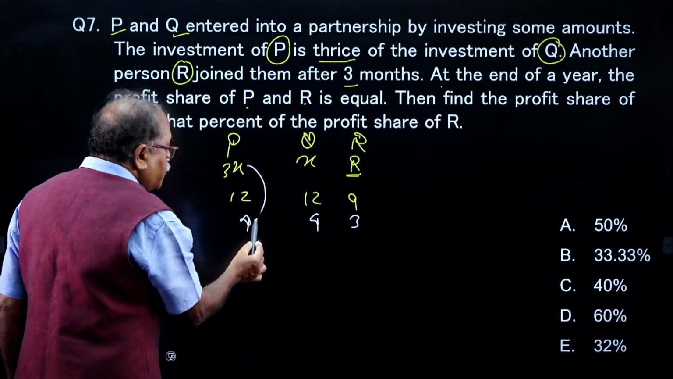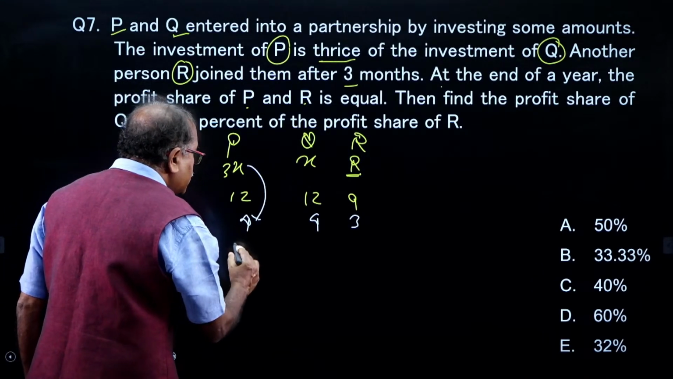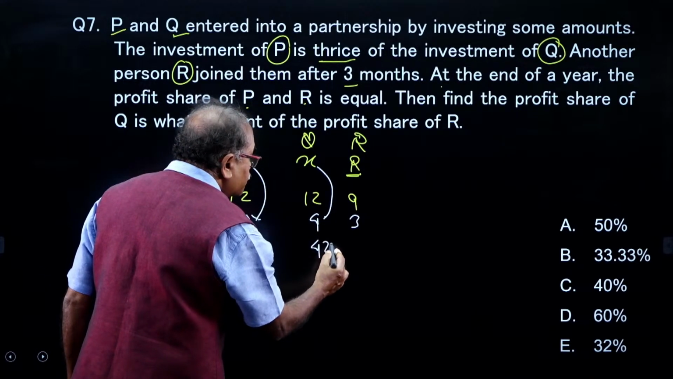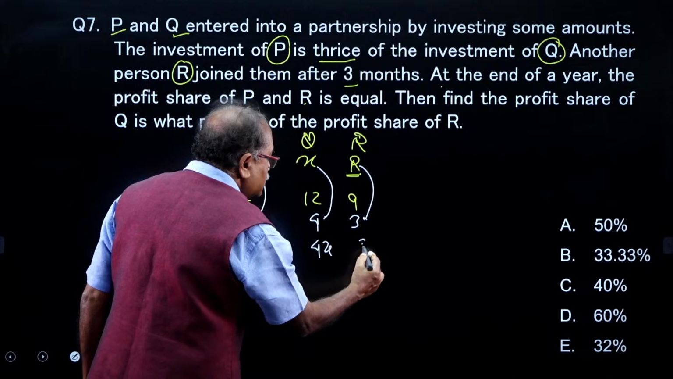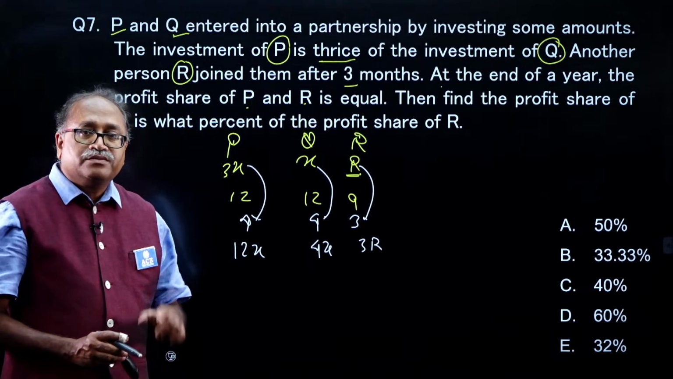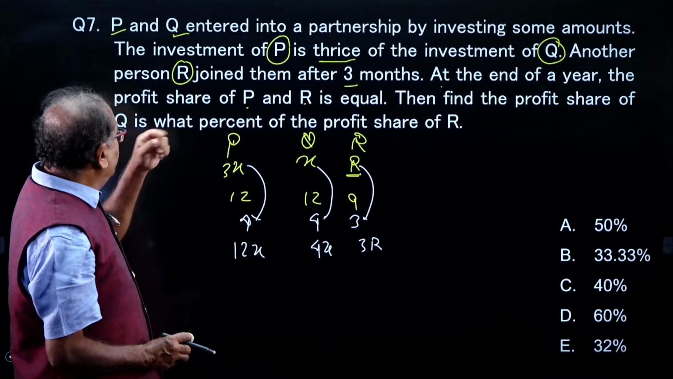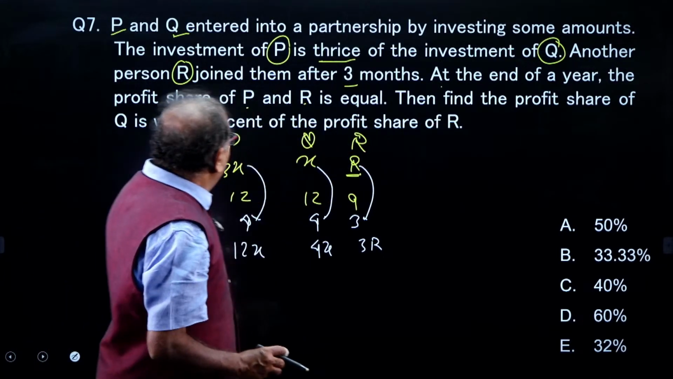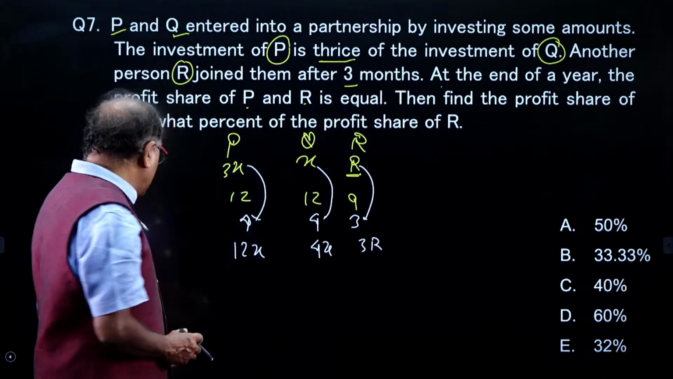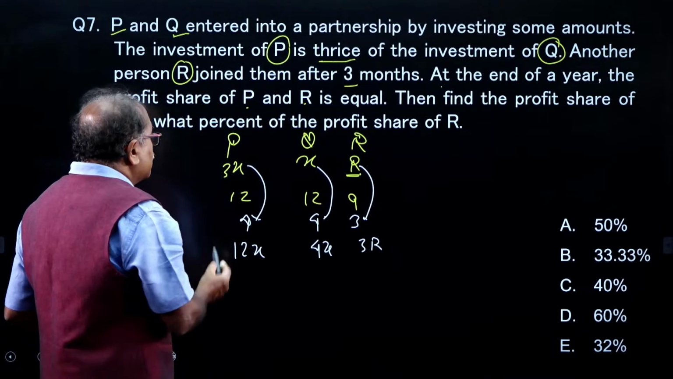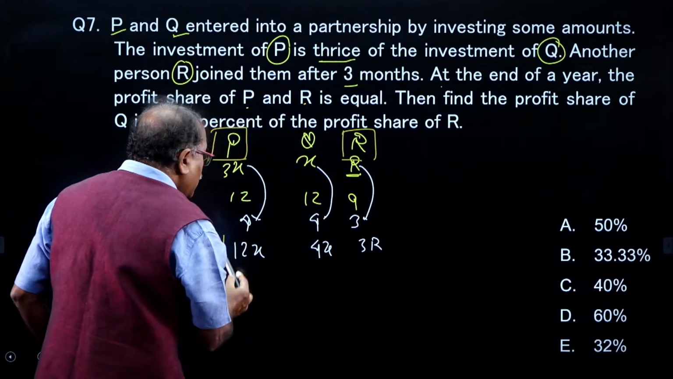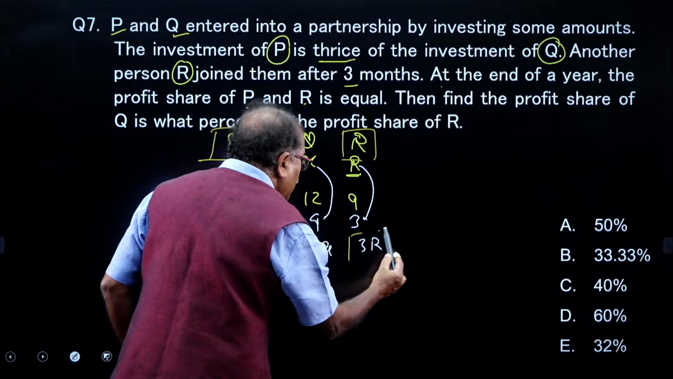Now, what will be the profit ratio? This is 12x, this is 4x, and this is 3r. It is a profit ratio. One statement is mentioned here, that the profit share of P and R is equal. That means 12x is equal to 3R.